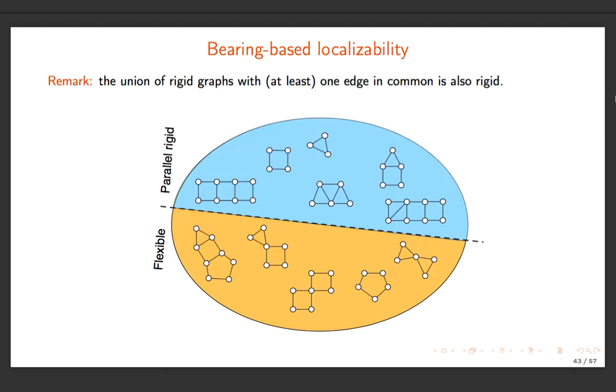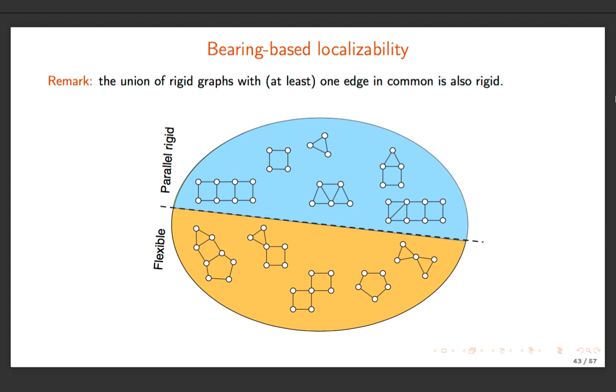Observe that the union of rigid graphs with at least one edge in common is also rigid. Using this information and previous results, it is possible to classify all the graphs in the figure as either rigid or flexible in 3D space.